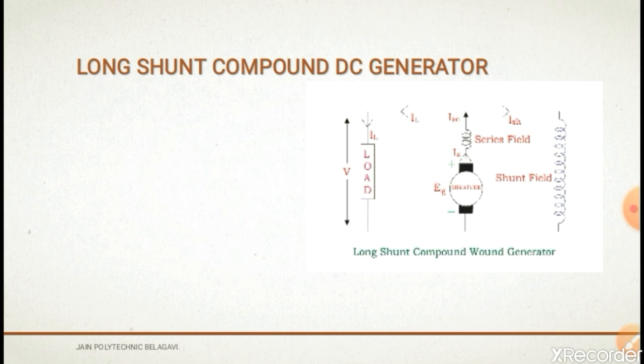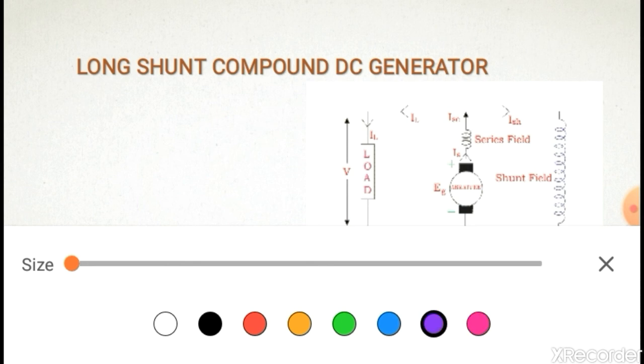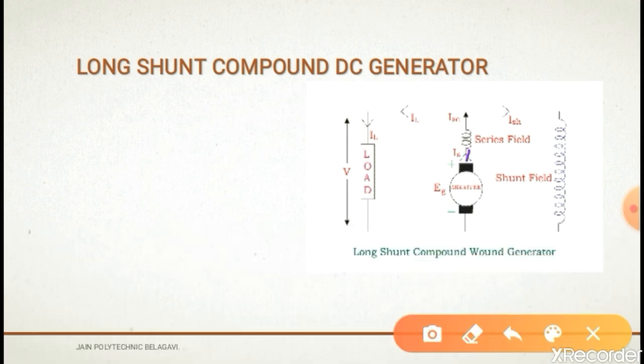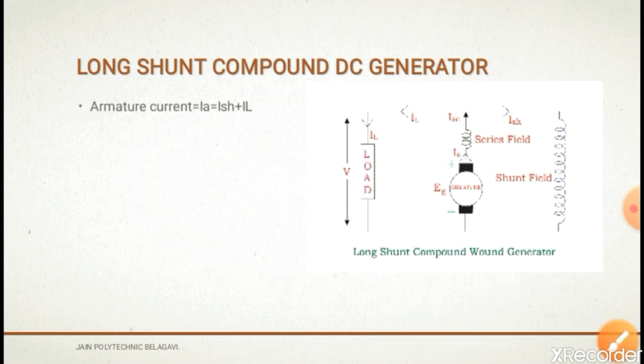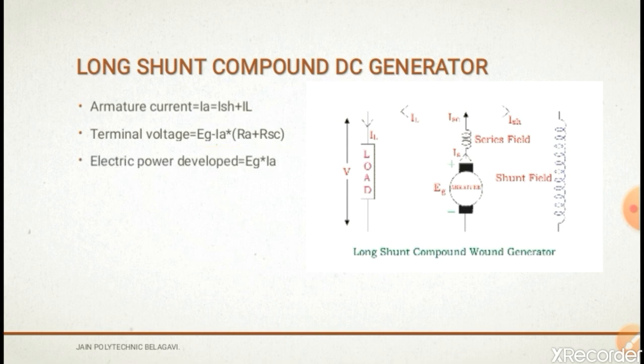The next one is the long shunt compound DC generator. In this case, the armature winding is connected in series with the series field winding, and that combination is connected in parallel with the shunt field winding, and then it is given to the load. First is the armature current. This armature current is equal to the series field current. It is given as ISH plus IL, and the terminal voltage is given as EG minus IA into RA plus RSC. The electric power which is developed is given as EG into IA.